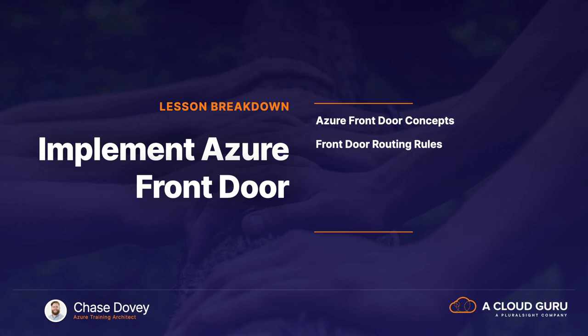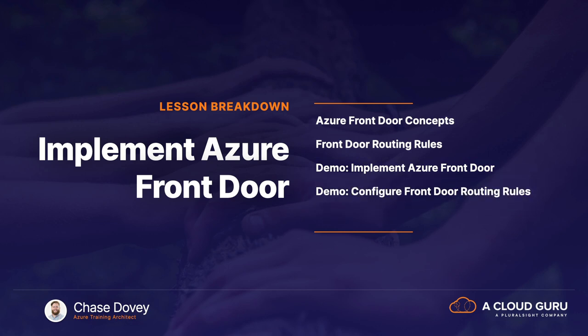Once we've got that covered, we're going to move into our first demo of implementing Azure Front Door. And we're going to do this inside of the Azure Cloud Sandbox so that you can follow along. And then we're going to go through configuring Front Door routing rules. So once we've implemented Azure Front Door, we'll then have to configure routing rules to allow our front end to be able to reach our back end of our solution.